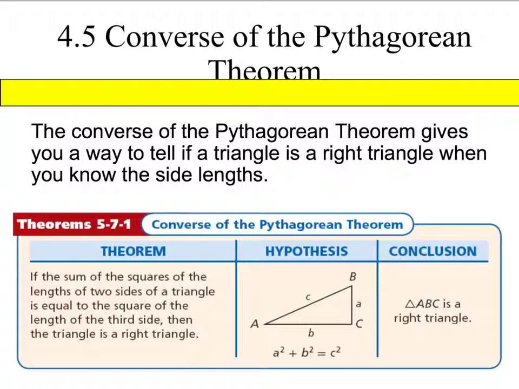Yesterday we talked about if it is a right triangle, then we know a squared plus b squared equals c squared. Now, if a squared plus b squared is c squared, we know it's a right triangle. So kind of the exact opposite, just flip-flopping a little bit.